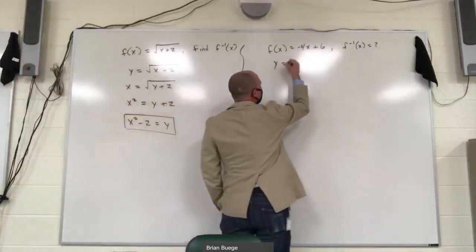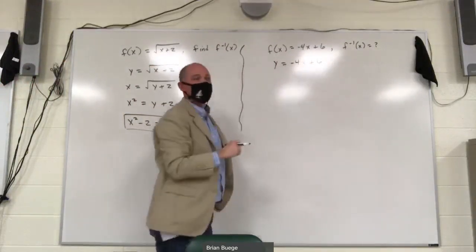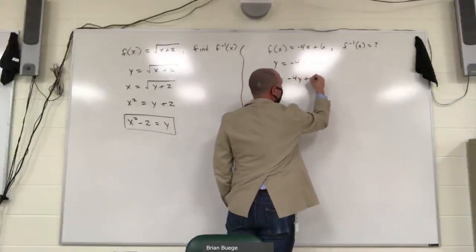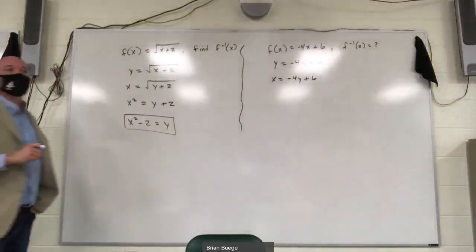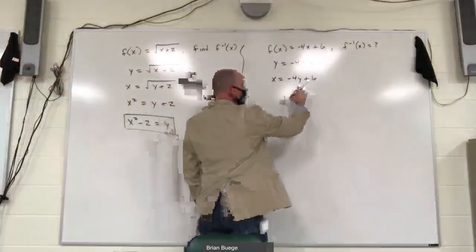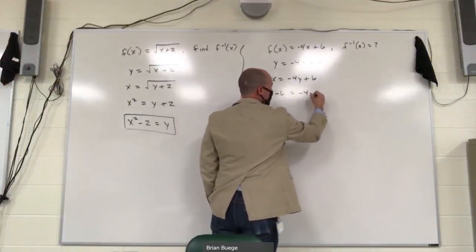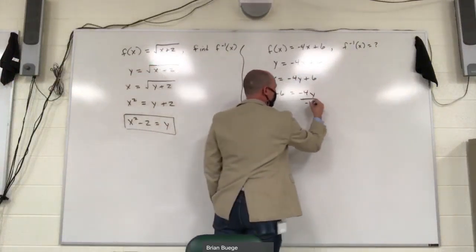So if we write this as y equals negative 4x plus 6. Flip the x and the y. So now we've got x equals negative 4y plus 6. And re-solve. Get y by itself. So I'm going to subtract the 6 over. And then get y by itself, divide everything by negative 4.